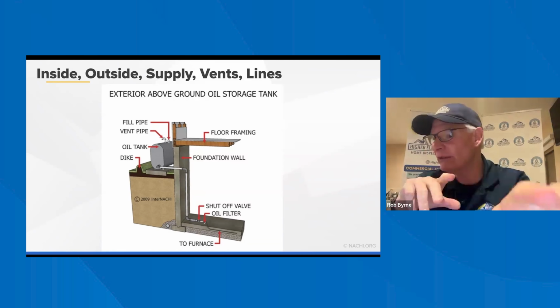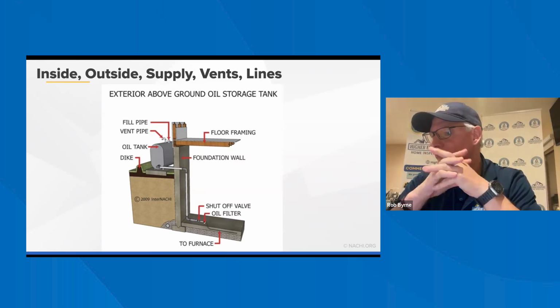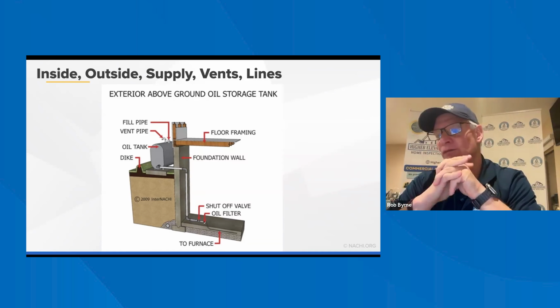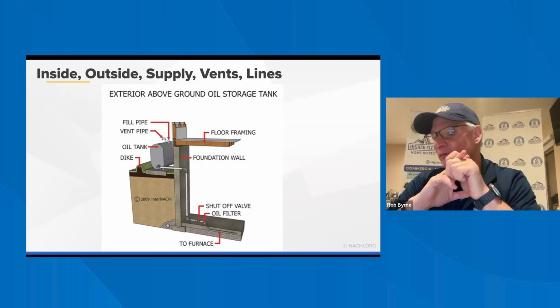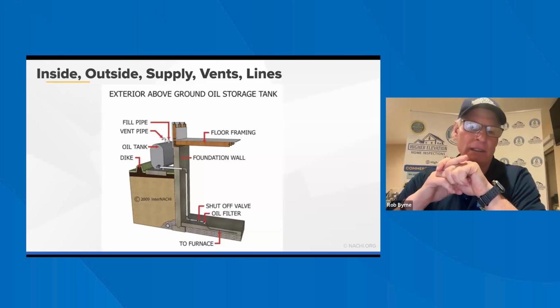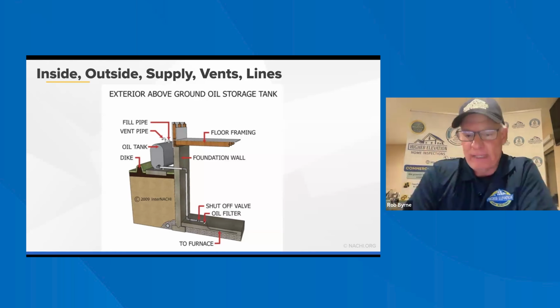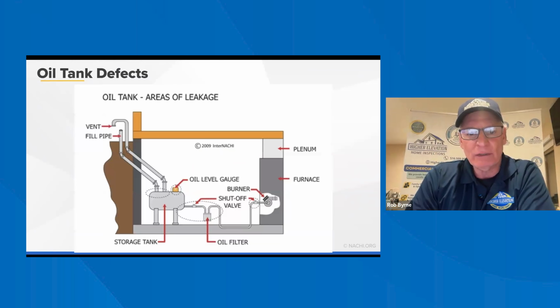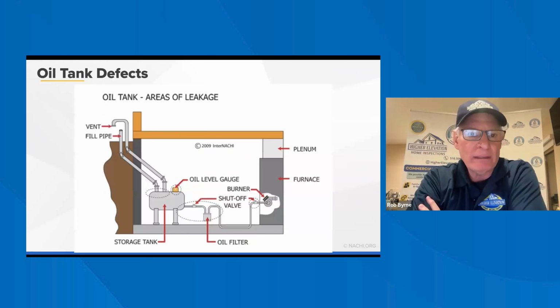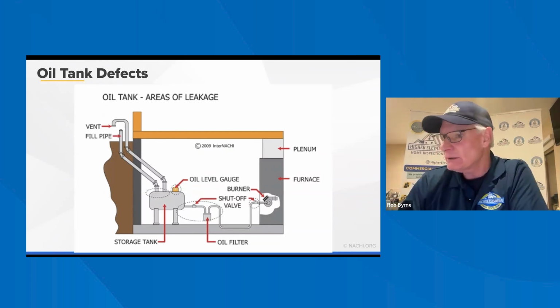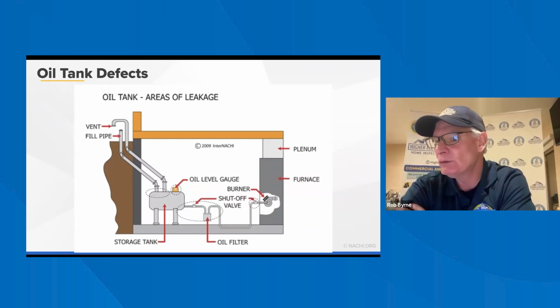Fuel gauges, they have to have a gauge on it so you can read it. In areas prone to flooding, tanks should be installed at or above the flood elevation or should be anchored to prevent flotation, collapse, or lateral movement under flooding conditions. So, yeah, that's all stuff that when you do your inspection, you look for. Oil tank defects, areas of leakage. Pretty common problems include leaks at the oil tank. You'll smell it. There's no doubt when you go into a basement, if there's an oil leak, you smell it.